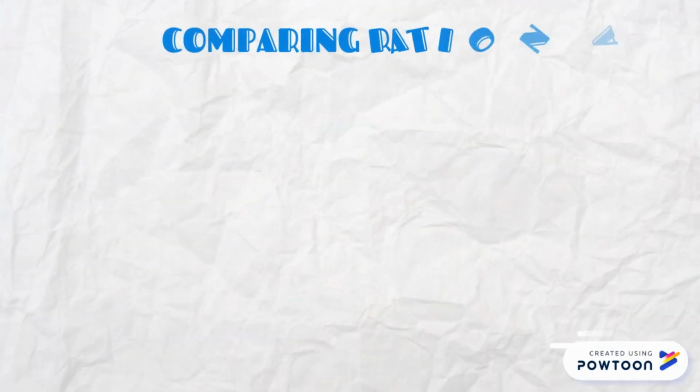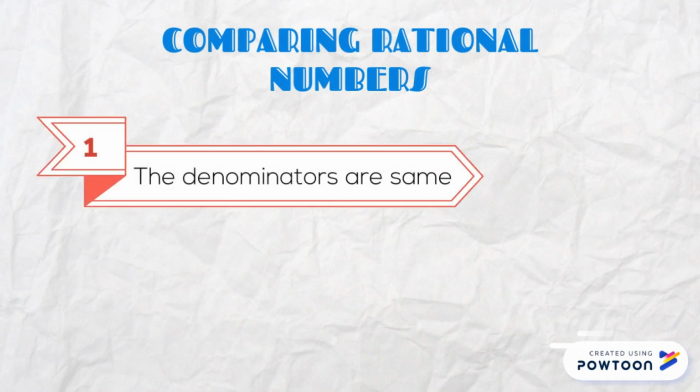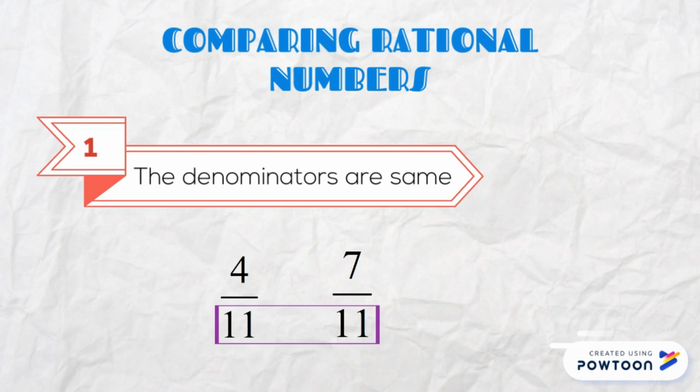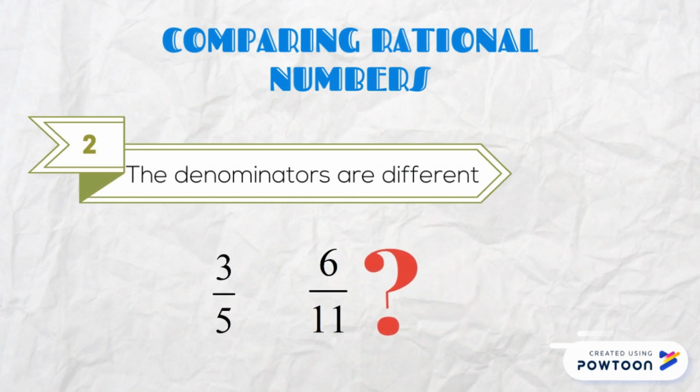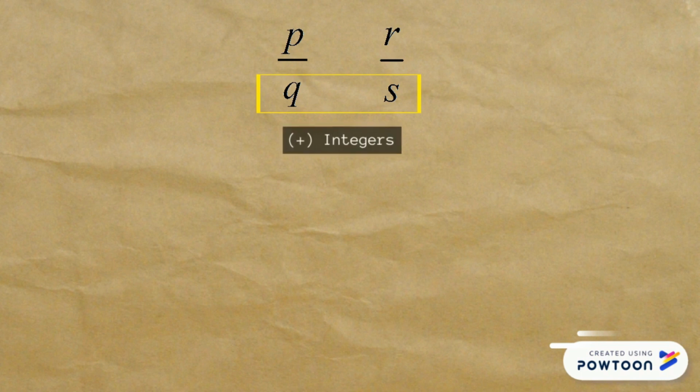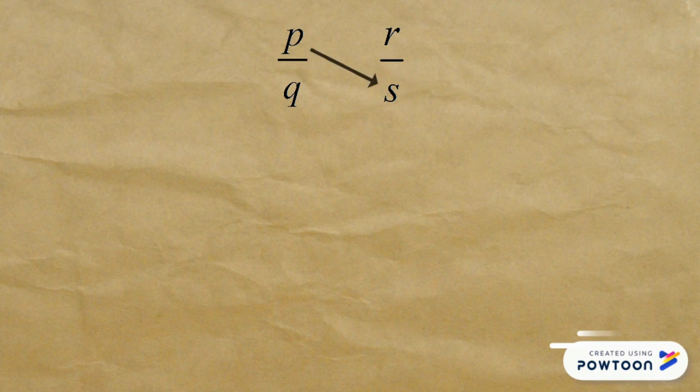If we want to compare rational numbers, we have to look at whether the denominators are the same or different. If the denominators are the same, we just look at the numerator. And what if the denominators are different? There are two rational numbers, p divided by q and r divided by s. We assume that the denominators, which are q and s, are positive integers. To compare them, we just need to look at the products. First, the product of p and s, and second, the product of q and r.